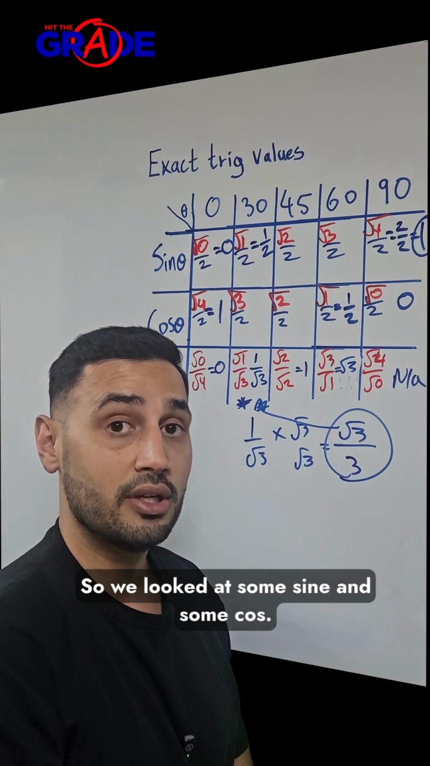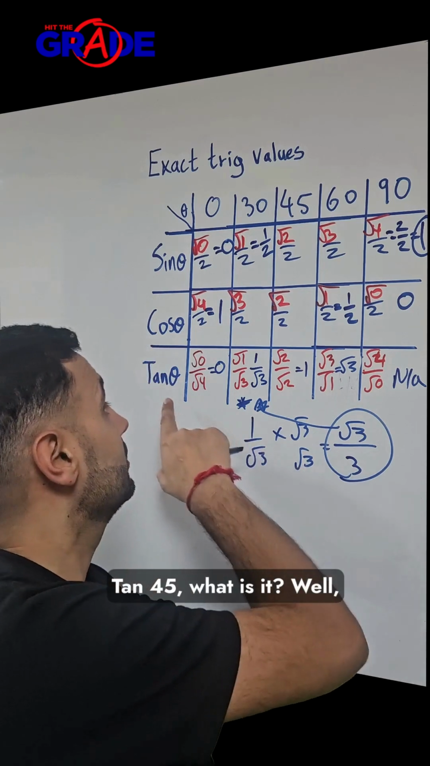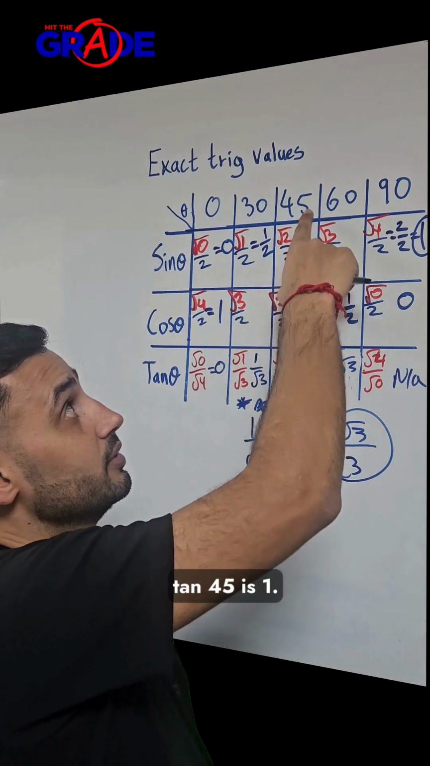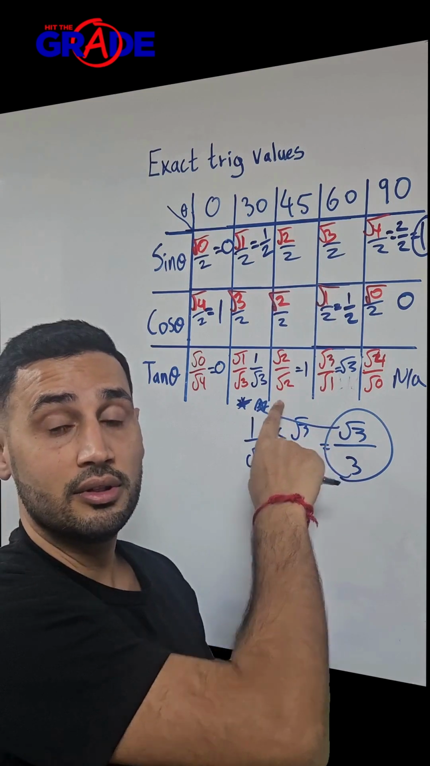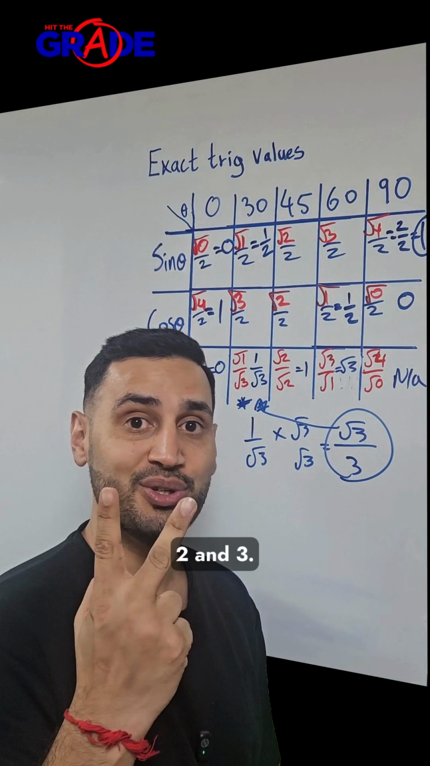So we looked at some sine and some cos. Let's have a look at some tan. Tan 45, what is it? Well, tan 45 is 1. And there you have it, exact trig values as easy as 1, 2, and 3.